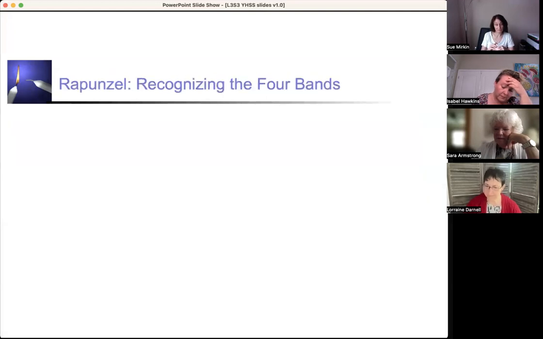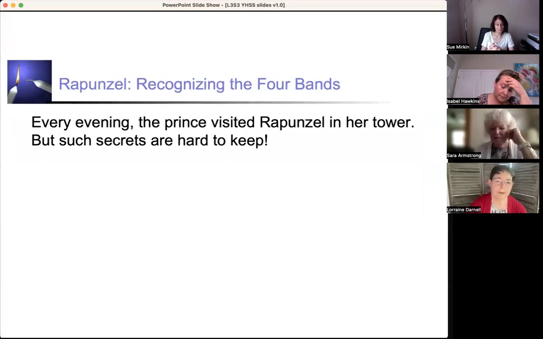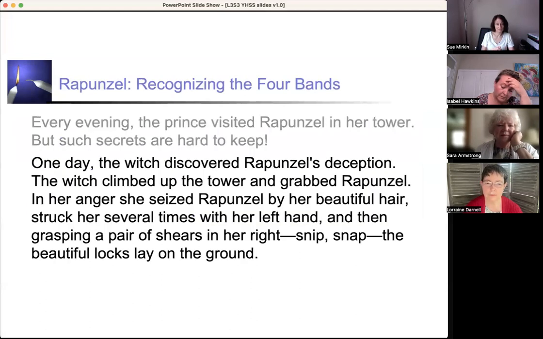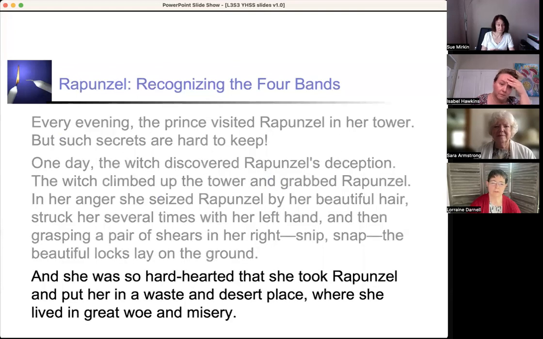All right. So recognizing the four bands in Rapunzel, we've done this before, but let's go over it quickly. Every evening, the prince visited Rapunzel in her tower, but such secrets are hard to keep. One day, the witch discovered Rapunzel's deception. The witch climbed up the tower and grabbed Rapunzel. In her anger, she seized Rapunzel by her beautiful hair, struck her several times with her left hand, and then, grasping a pair of shears in her right, snip, snap, the beautiful locks lay on the ground. And she was so hard-hearted. He took Rapunzel and put her in a waste and desert place where she lived in great woe and misery.